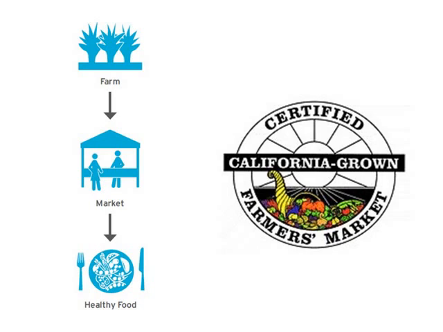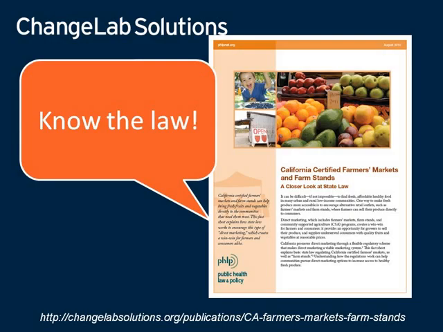There are approximately 700 certified farmers markets and approximately 2,200 certified producers in California. And just over half are year-round markets, which is incredible. It really shows you the bounty we have in our state, and the rest are seasonal. In a typical year, the majority of seasonal markets operate between April and October. To learn more about how California defines certified markets, check out ChangeLab Solutions fact sheet, California Certified Farmers Markets and Farm Stands, a closer look at state law.